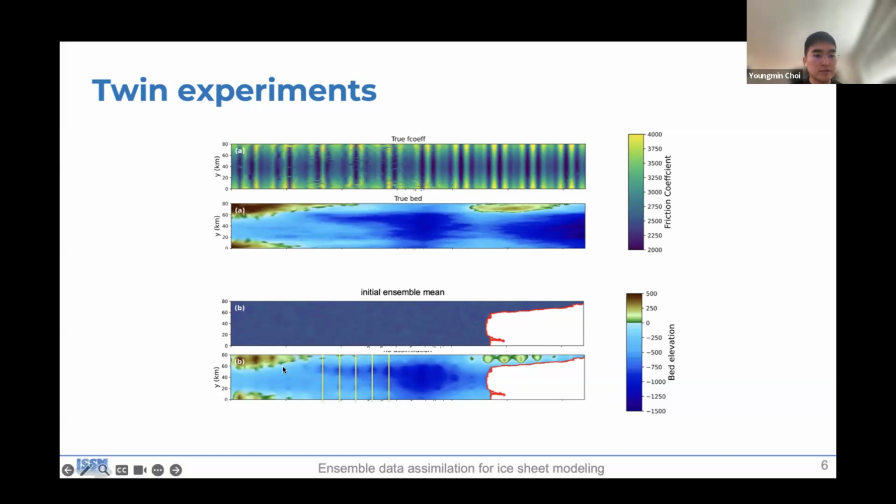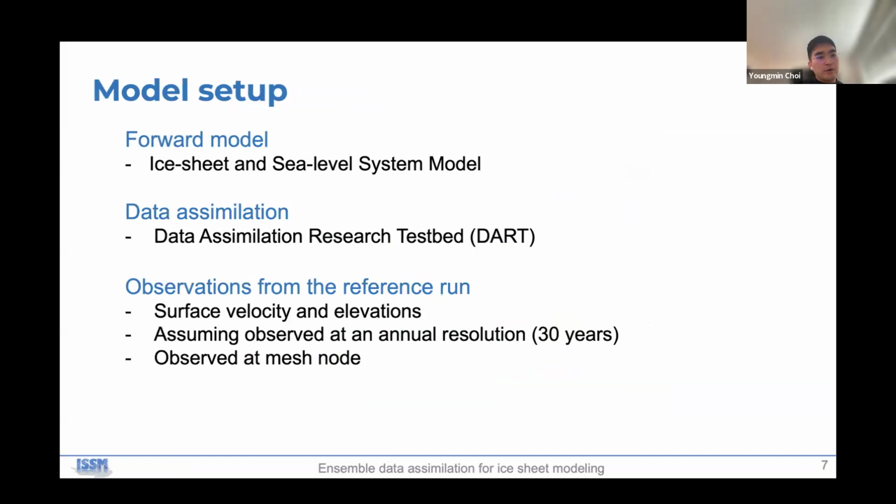As you can see here, we have a better match where we have measurements, but we have some interpolation error between these measurements. We create 50 different friction coefficient fields and bed topography fields to generate the initial ensemble simulations. For the forward model, we use the Ice-sheet and Sea-level System Model developed by JPL, and for the data assimilation process, we use the Data Assimilation Research Testbed, DART, developed by NCAR.